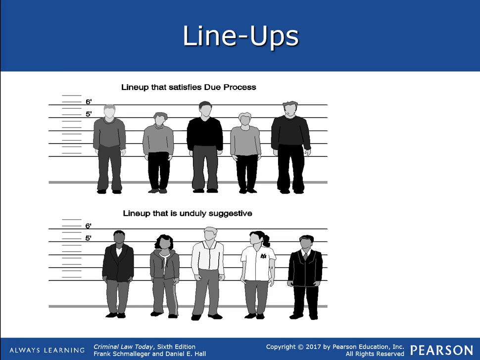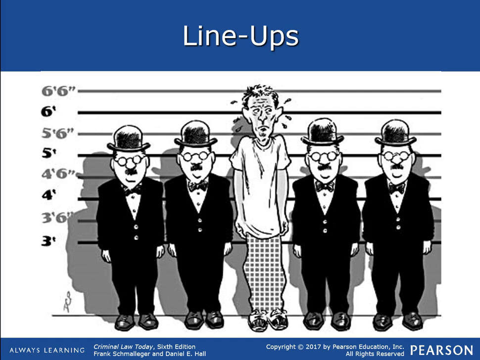So just to kind of end up here, when you look at both of these lineups, the one on top is one that satisfies due process. Again, not everybody's going to be perfect, but the one on the bottom is a little bit suggestive because you have a young lady in there, and that doesn't fit because they were all men. Let's say it was a male suspect. And this is kind of a funny one, but if you had everybody dressed like this and then you have the poor guy in the middle, that would be an unduly suggestive lineup.